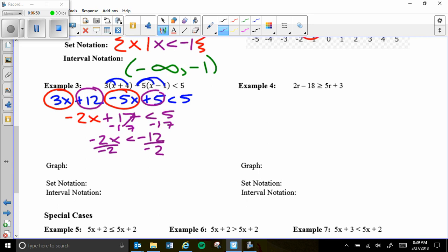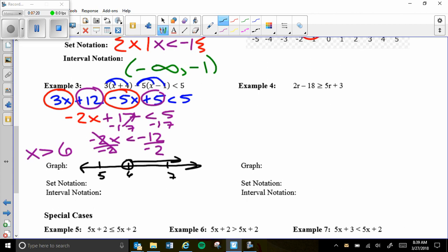When I divide by a negative, what happens to my sign? It flips. So x is greater than -12 divided by -2 is +6. So we're going to go ahead and put this on our graph here. 6, 7, 5. Talking about open or closed circle in this example, I have an open circle and it's pointing to the right.